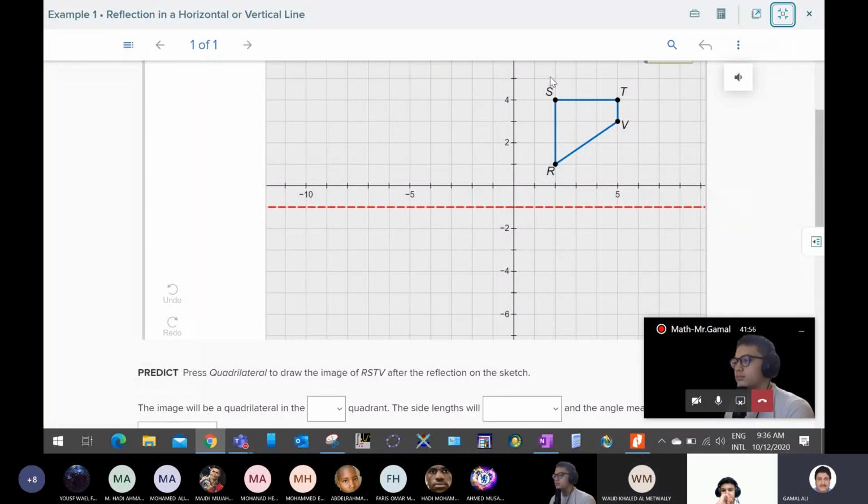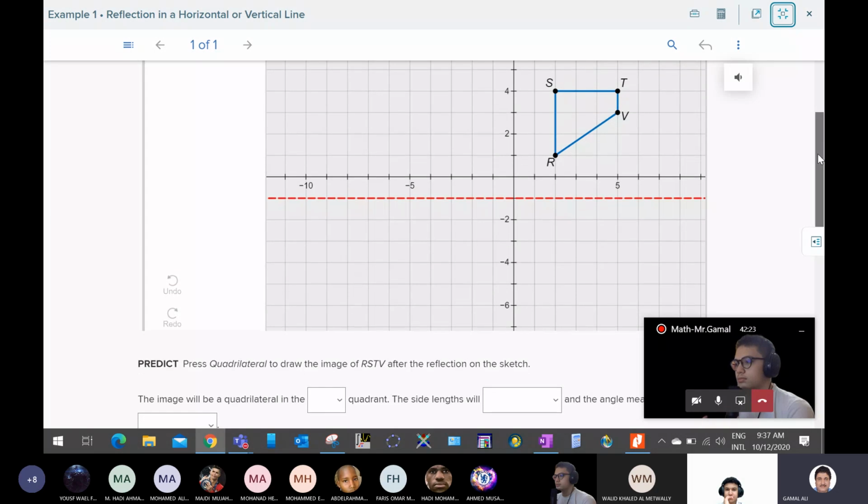This is the T dash. What are the coordinates of the image of S? S dash: 1, 2, 3, 4, 5. So count 5: 1, 2, 3, 4, 5. It is here. What are the coordinates of S dash? It is 2 and negative 6. Am I correct or not? Yes. This way you can solve it.